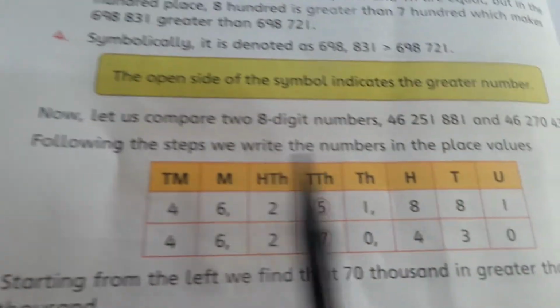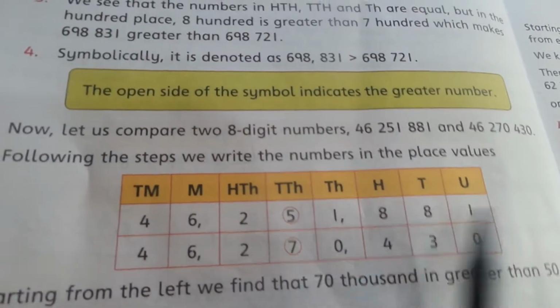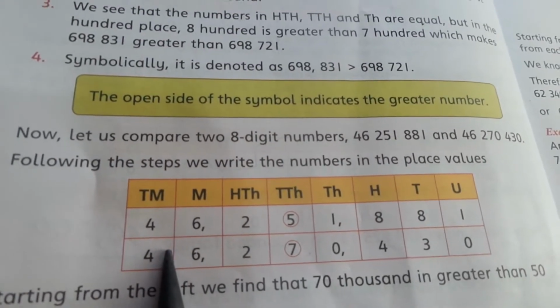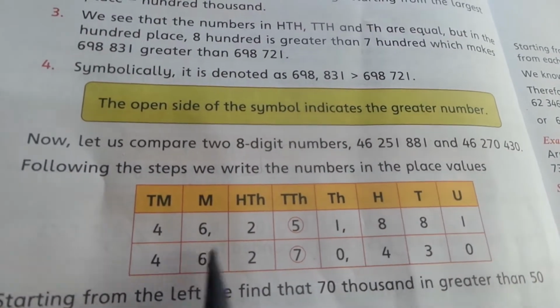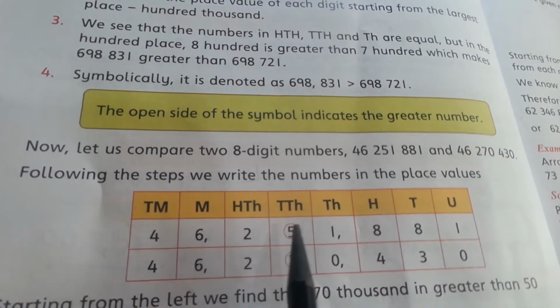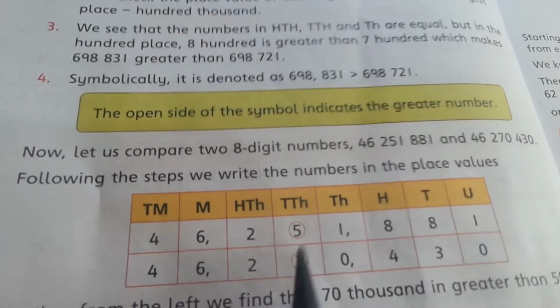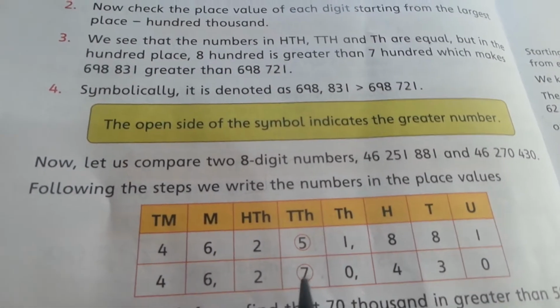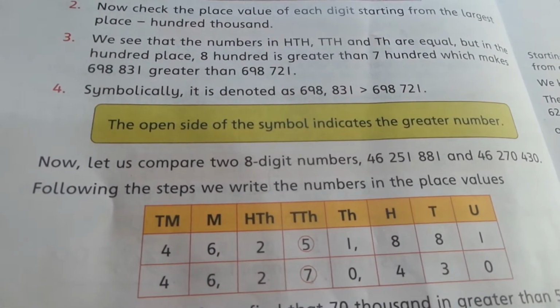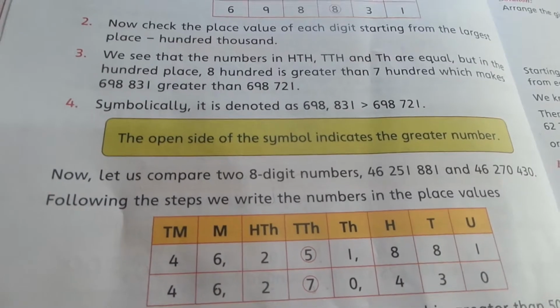Now look at the 8-digit numbers. Here are two numbers having 8 digits. An 8-digit number goes to 10 million. Now look, 10 million, million and 100,000 have the same digits. But in 10,000, the digits are different. Here is 70,000 and here is 50,000. 50,000 is smaller than 70,000, or you can say 70,000 is greater than 50,000.